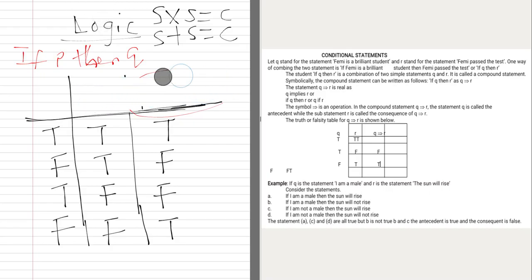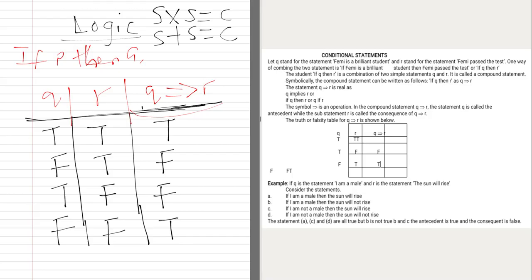So that you would understand the concept of what I'm trying to do. So this is our Q. So this is Q, this is R, then this is Q to what? To R. Are you seeing that now? So they said the symbol is an operation in the compound statement Q compounding to R.